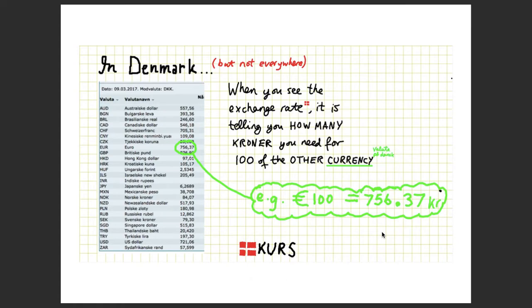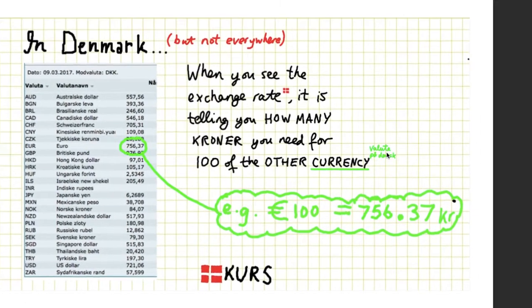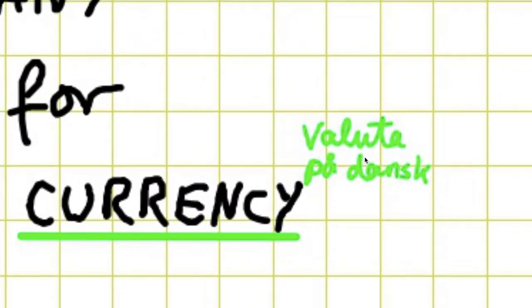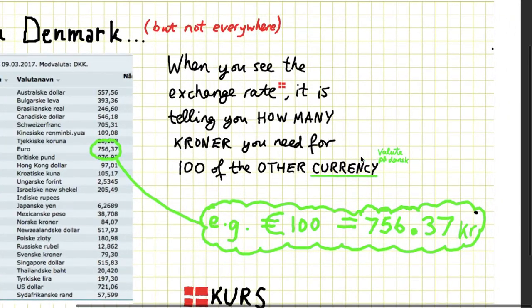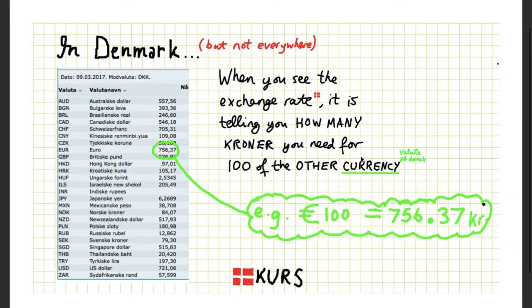Now moving on, in Denmark, since we're in Denmark at the moment, but not everywhere, when you see the exchange rate, Danish word for exchange rate, kurs, it is telling you how many kroner you need for 100 of the other currency. Currency in Danish, valuta, in case you're interested. So a couple of key vocabulary words there.